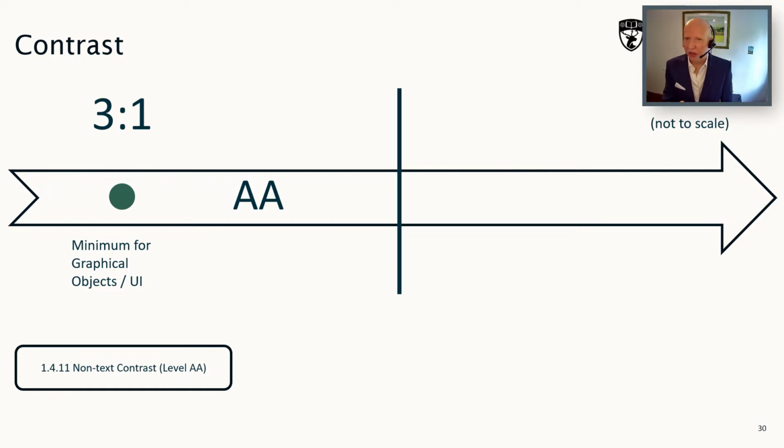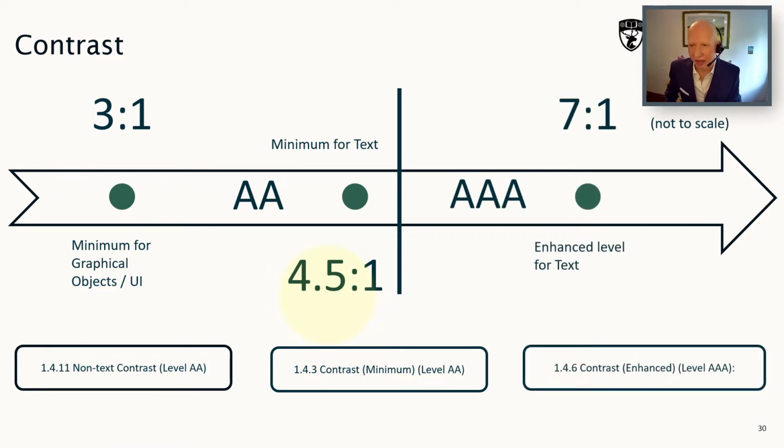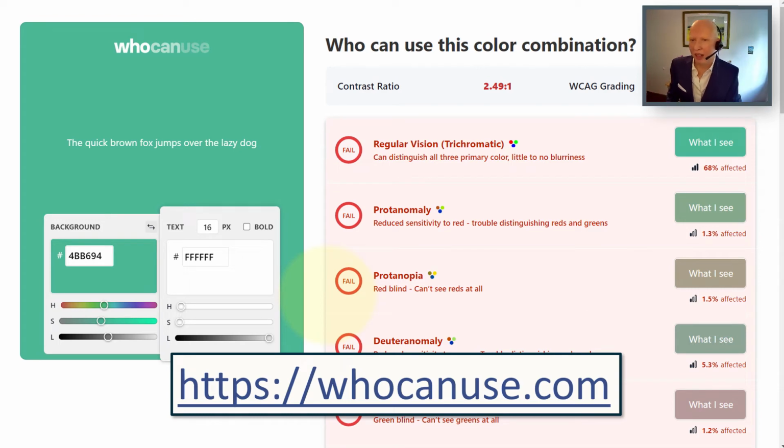So again, we're going to do this in a future session, but just in case you're interested, just for images or graphical objects or user interface elements like this arrow here or this filled circle here, we need to have a contrast ratio of at least 3 to 1 from the color of the image to the background color. For text, we have a minimum of 4.5 to 1 contrast ratio, and there's also an enhanced level of 7 to 1. You can look these up online. You don't have to get a pen and paper out. You can just put in 2 color codes and get a result. My favorite site to do this is whocanuse.com.